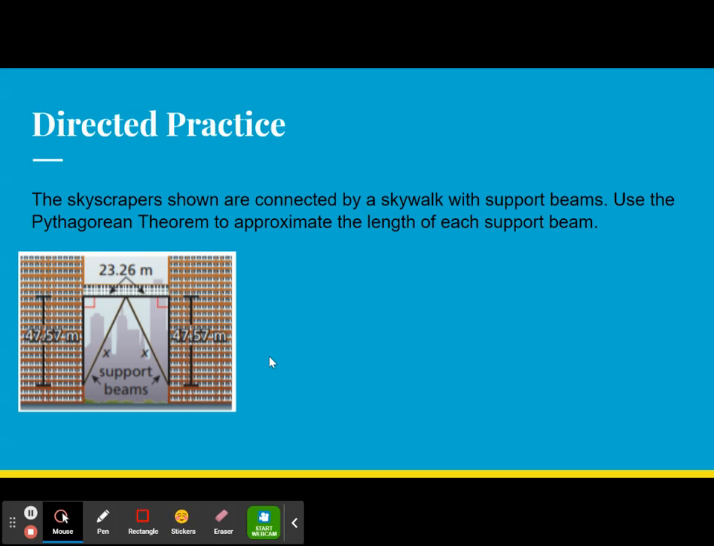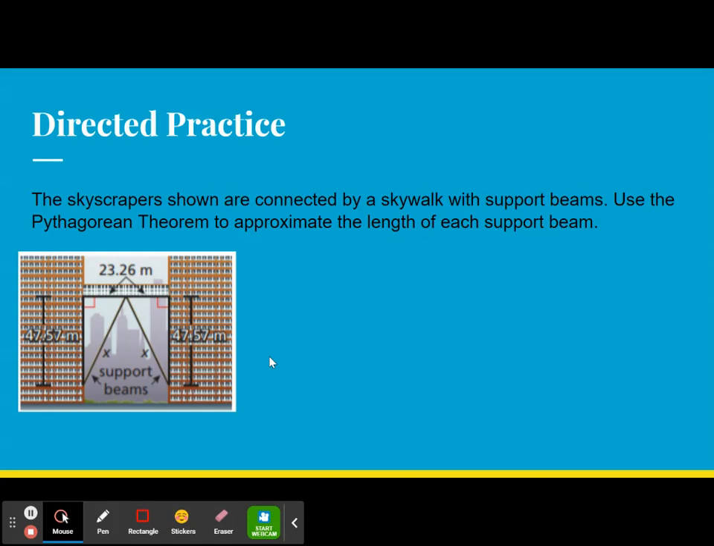All right, you need to fill these numbers in. I know they're kind of hard to see. These two, the heights are 47.57 meters. And then each of these sides are 23.26 meters, each of these. And then they're wanting us to find the length of the support beams, X. Can you read those numbers again? 47.57 meters is the height. 23.26, that's the sides over here on each one. And then they're wanting us to find the length of the support beam.